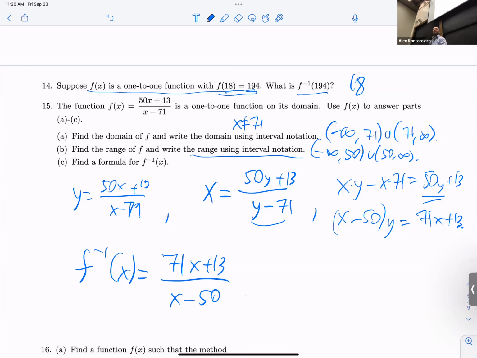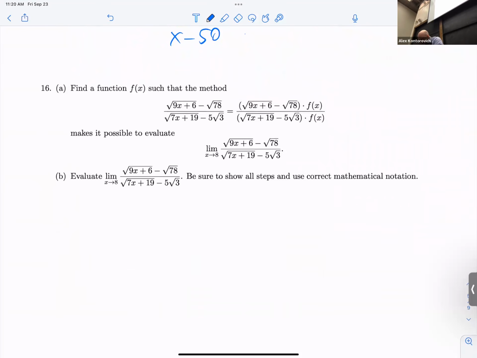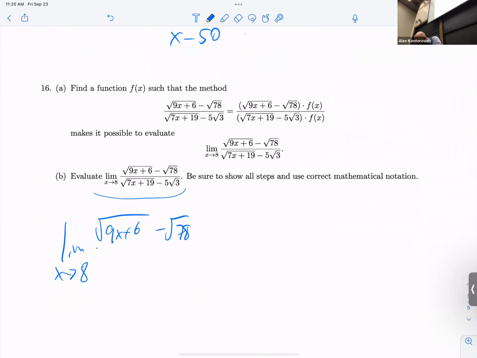Okay. Next. Let's go. Okay, find a function f such that the method makes it possible to evaluate this limit. In other words, just evaluate the limit. So we want the limit as x goes to 8 of the square root of 9x plus 6 minus root 78, over the square root of 7x plus 19 minus 5 root 3. You're going to make me. 5 squared is 25 times 3 is 75.